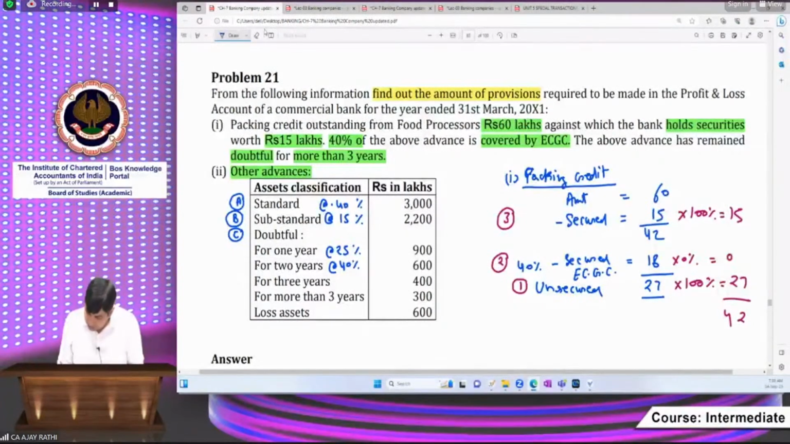But still, that has not crossed the third year. Here you can make a mistake. This is for 3 years. It means more than 3 years has not been given. So still that will be 40%. And for this, there will be 100%. And loss assets also, of course, are 100%.